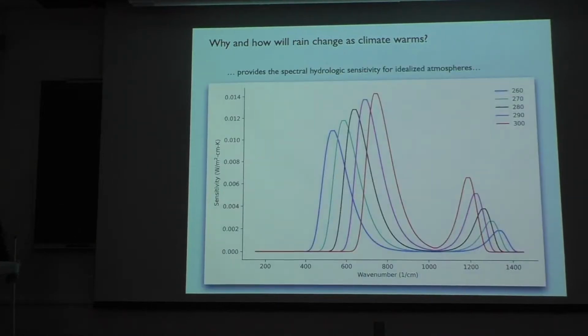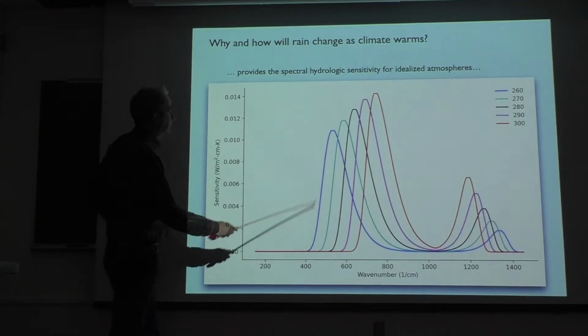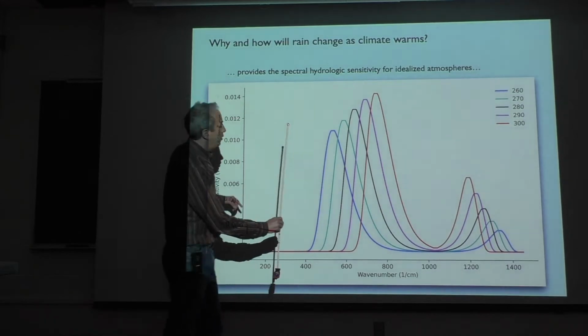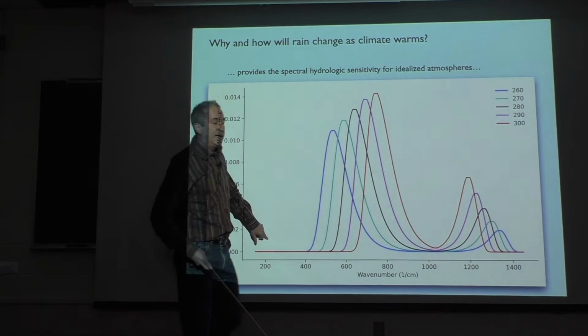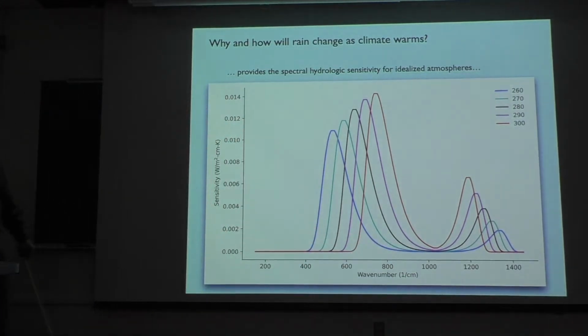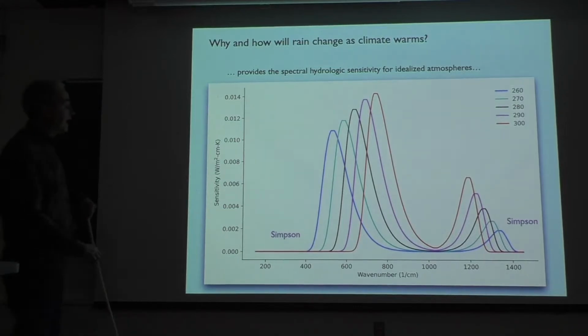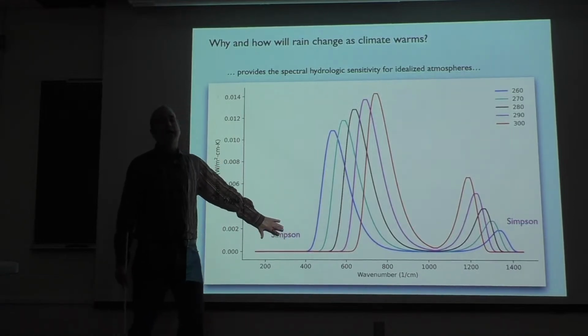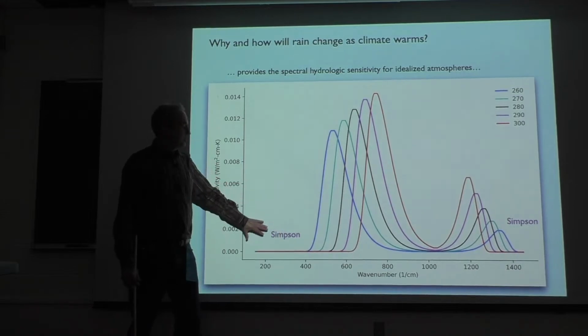We're going to use that. And then we're going to do an idealized profile. It's basically a moist adiabat to a fixed tropopause temperature. The only thing which is in our atmosphere here is water vapor. And then we're going to plot the sensitivity as a function of the wave number. Okay? And so what you see is that the sensitivity is small at the edges, because that's where Simpson's law is holding true. Right? So at wave numbers at which the atmosphere is optically thick due to water vapor, there is no sensitivity.